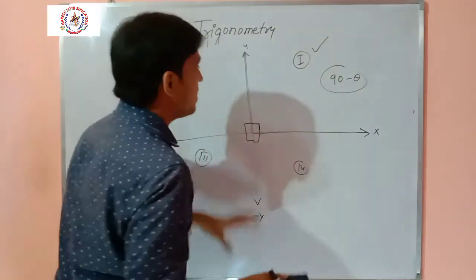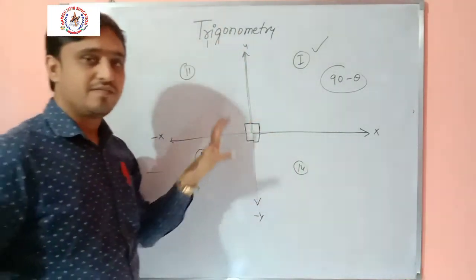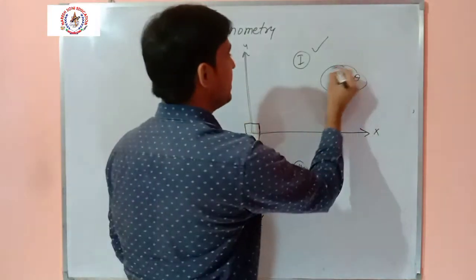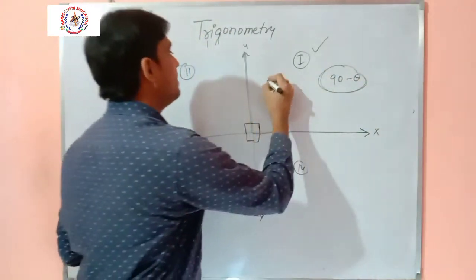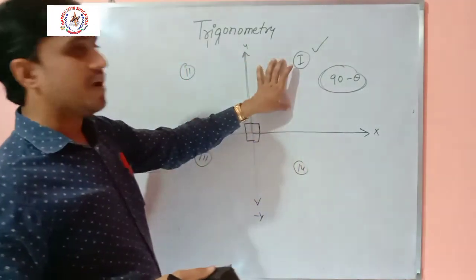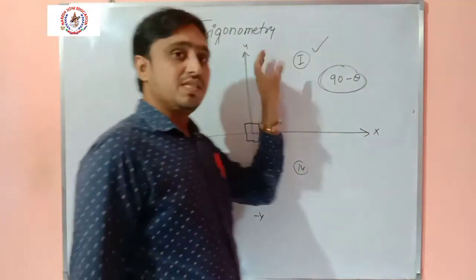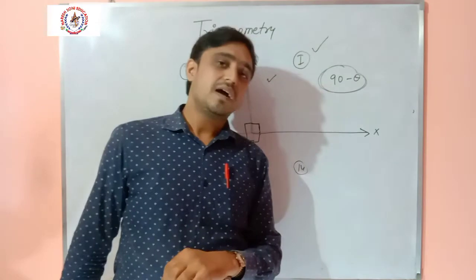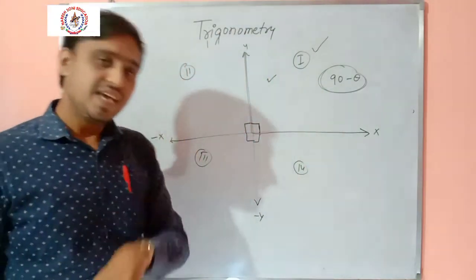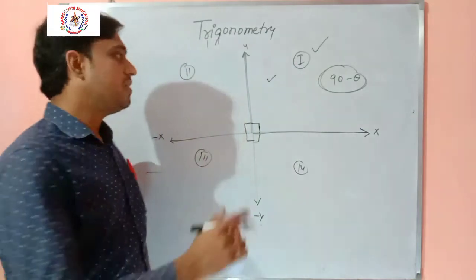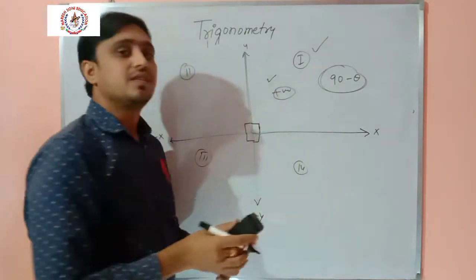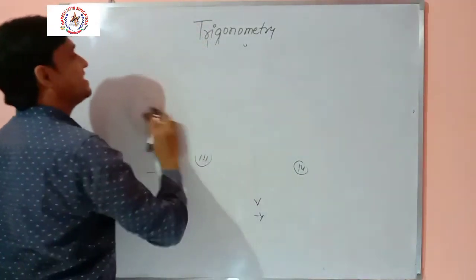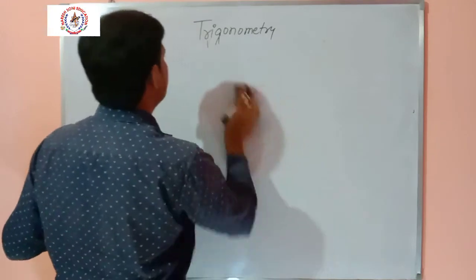You will discuss this type of Cartesian plane of trigonometry in the higher classes, I mean to say class 11th, right? So 90 minus theta will be in the first quadrant, and in the first quadrant the trigonometric ratios of all angles like sine theta, cos theta, tan theta, cosec theta, sec theta, and cot theta are all positive.